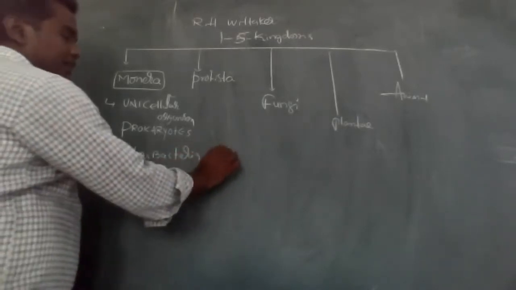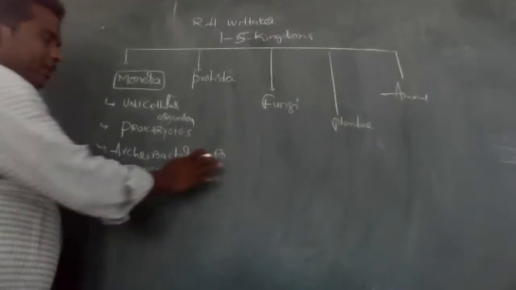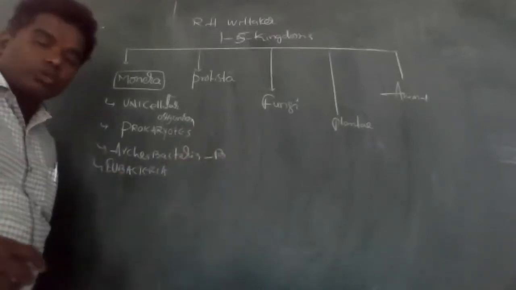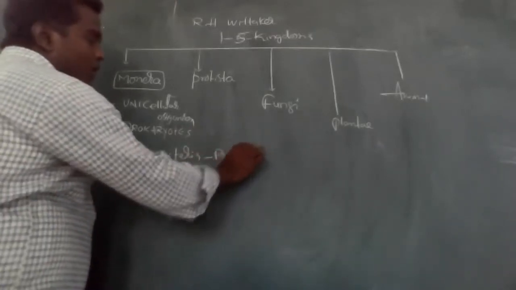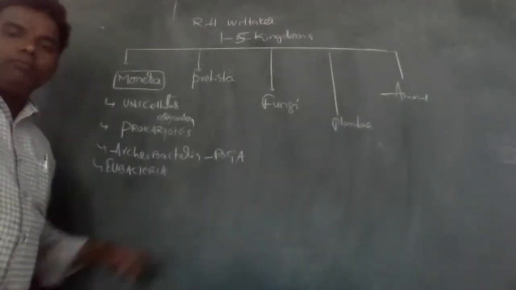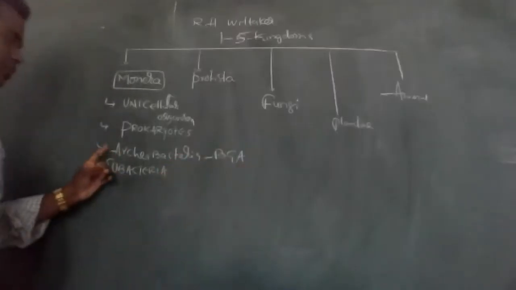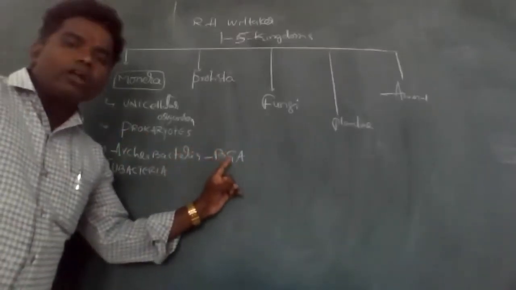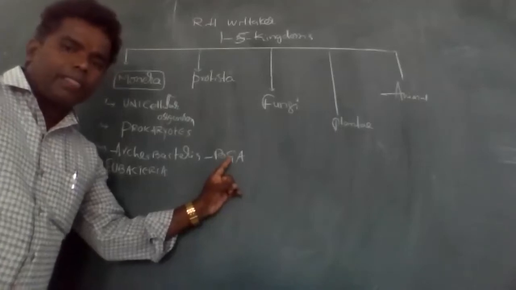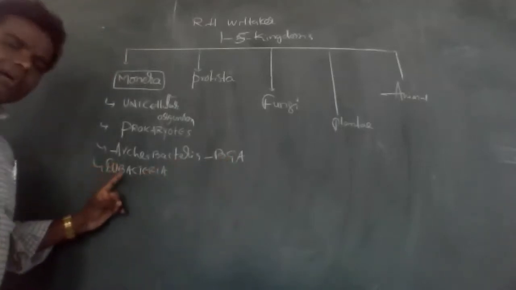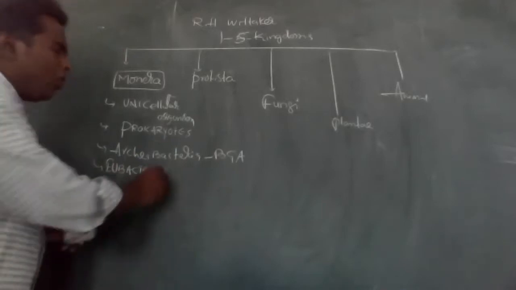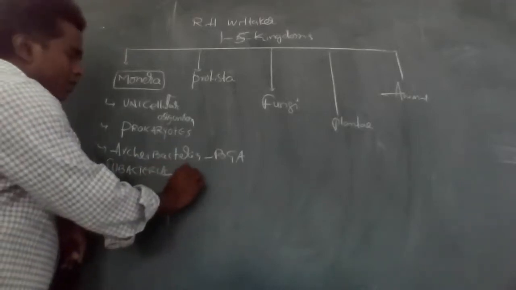These Archaebacteria are also called blue-green algae. Blue-green algae are there. Very important thing. Now, example Eubacteria. Eubacteria means all bacteria.